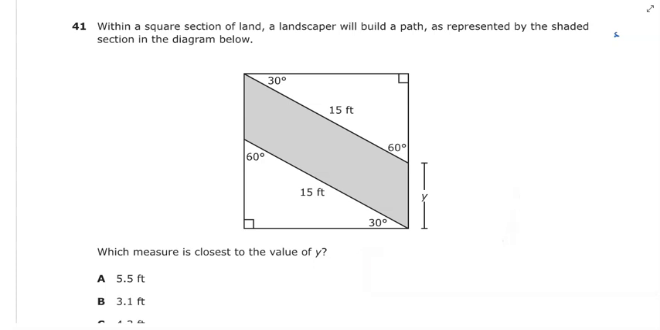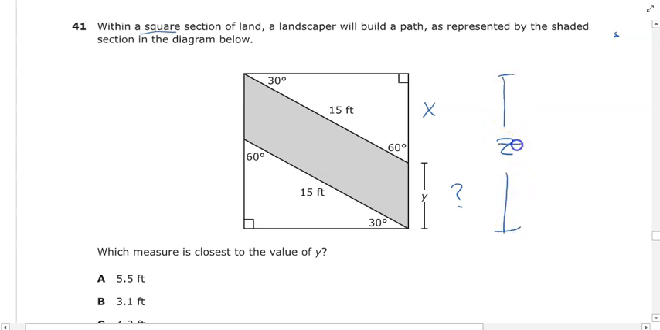Within a square section of land, a landscaper will build a path as represented by the shaded region in the section in the diagram below. Which measure is closest to the value of y? Real easily, if we could figure out the entire side, and then this piece here. Let's call this x, and let's call this z, just to give it a name. If you could figure out z, subtract x, you'll be left with y. It would be an easy way to approach this problem.